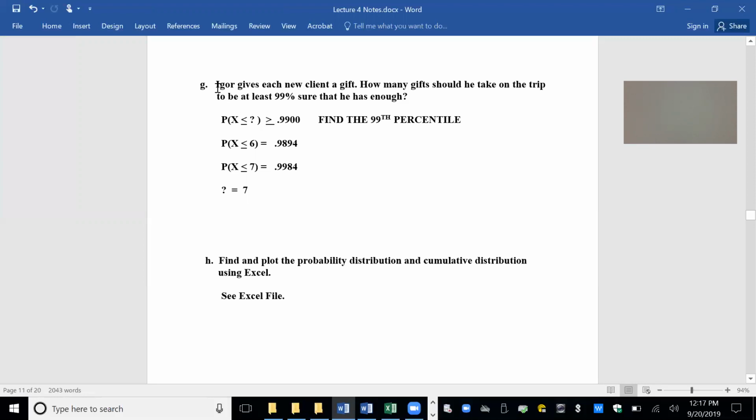How do we actually implement strategies for the binomial? Eager wants to give each client a gift, that he closes a gift. How many gifts should he take on the trip to be at least 99% sure he's got enough? When I actually go to implement this probability theory in the real world, I end up using the cumulative distribution because we will be given optimal percentiles.